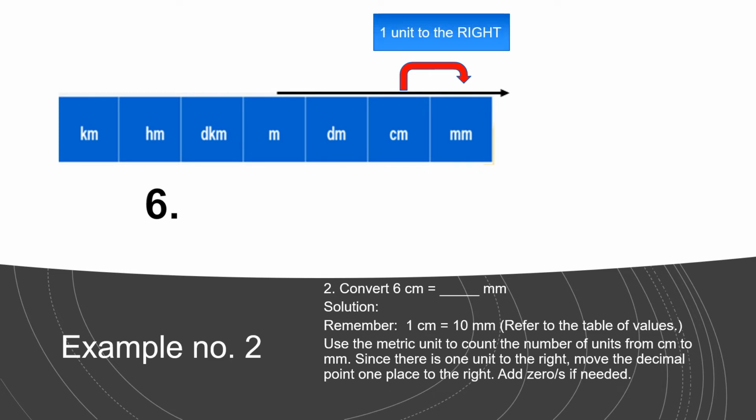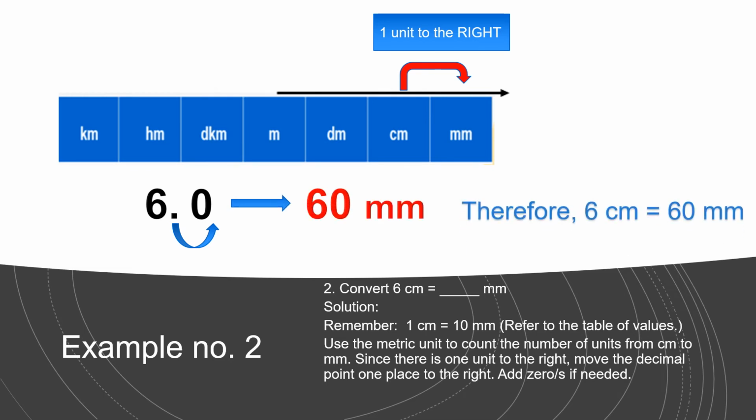Add 0 or zeros if needed. Based on our example, we're going to add 1 zero. The answer is 60 millimeters. Therefore, 6 centimeters is equal to 60 millimeters.